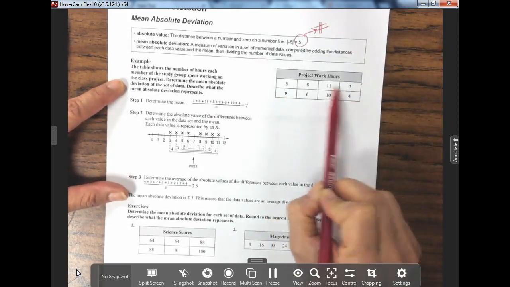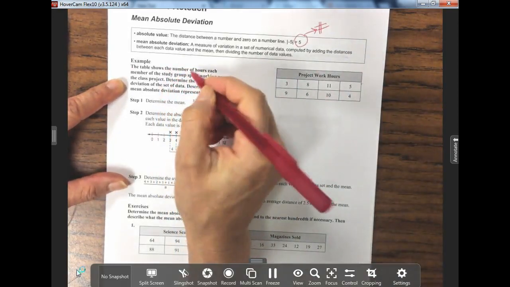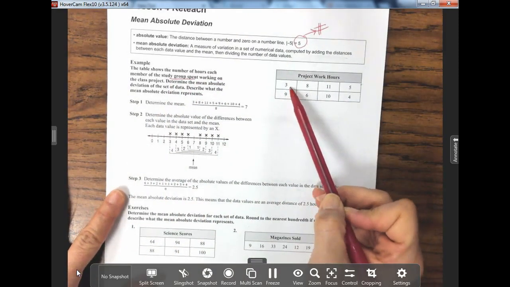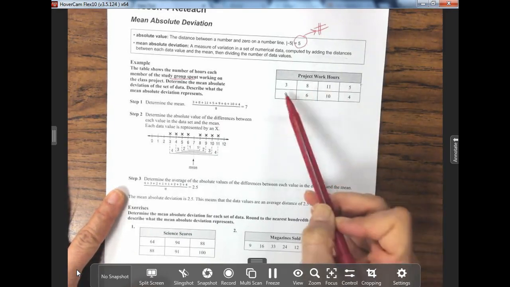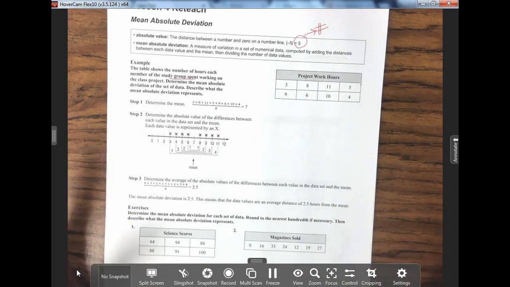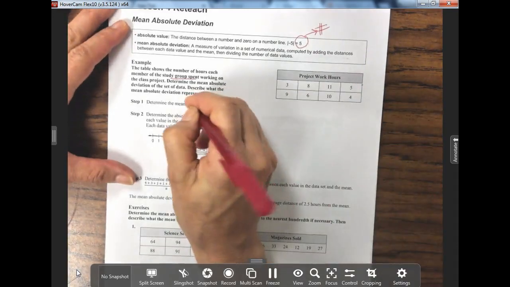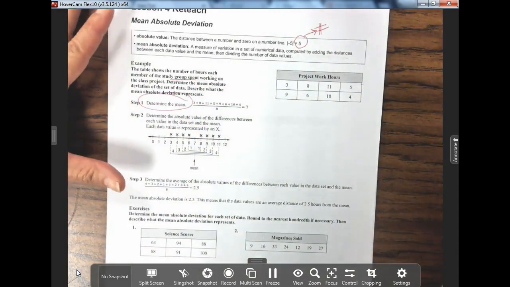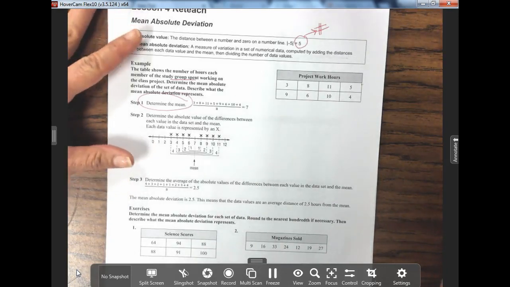This is a graphic organizer for some members of a study group of how much they worked on each project. So this is group member 1, 2, 3, 4, 5, 6, 7, 8. So there's 8 group members. So step 1 is to find the mean. And remember, mean is the same exact thing as an average.